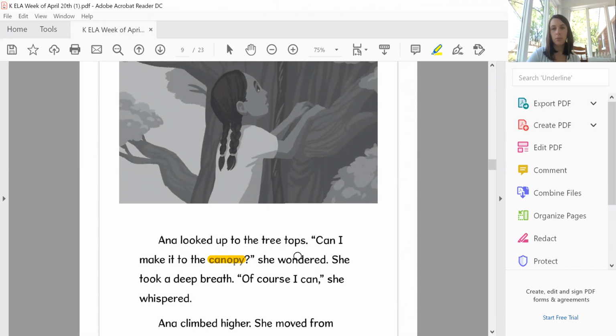She wondered. Remember, canopy is the very top of the trees, high up in the sky.